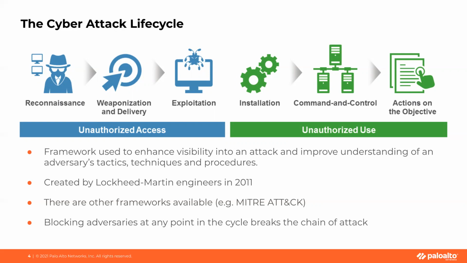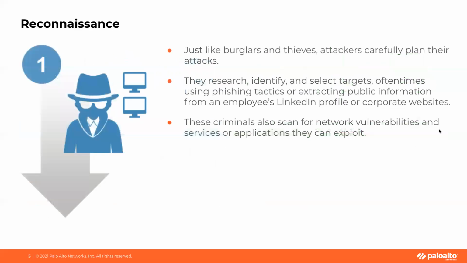What's important about the attack lifecycle is that blocking adversaries at any point in the cycle will break the chain of attack. And I'll talk a little bit more about that as we move forward. As you can see, there are different phases of the attack. Every attack starts with reconnaissance, follows on with weaponization and delivery, followed by exploitation. And then once this happens, the attackers will usually perform installation, some sort of command and control, then finally perform the actions on the objective, which is the whole purpose of their attack.